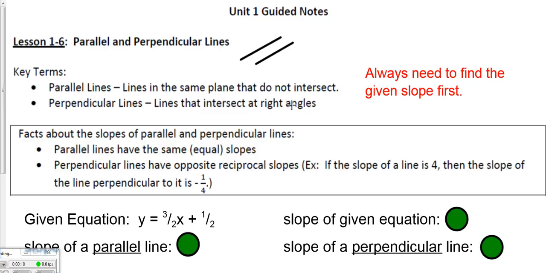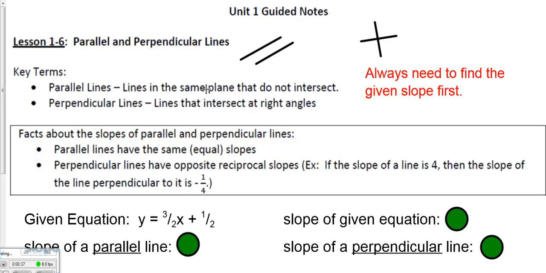Perpendicular lines, on the other hand, are lines that intersect at a right angle. So something close to this. Okay, all of these angles are right angle, 90-degree angles. From the lines that we've been looking at, our linear equations, we can find parallel and perpendicular lines.